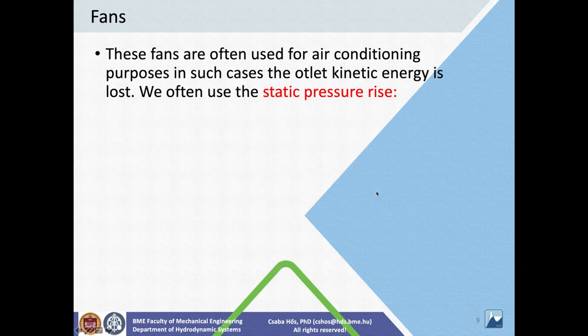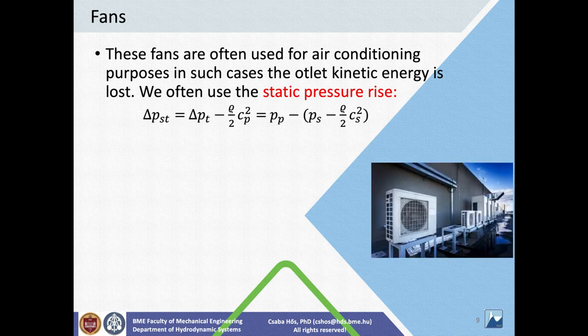Besides total pressure rise, we often use something we call static pressure. Consider this figure. As you see, this fan is sucking air from the ambient, and then there is a pipeline, and the whole thing goes into the building. So very often the kinetic energy, this term, which is essentially the kinetic energy of the air when it's entering the pressure side room or hall or whatever you're conveying the air to, this is lost.